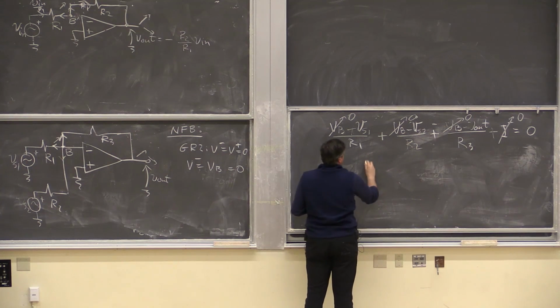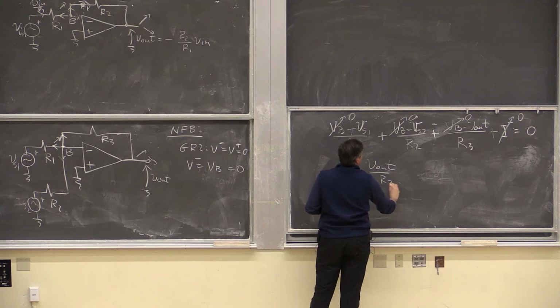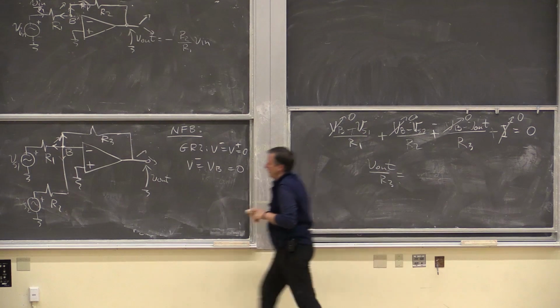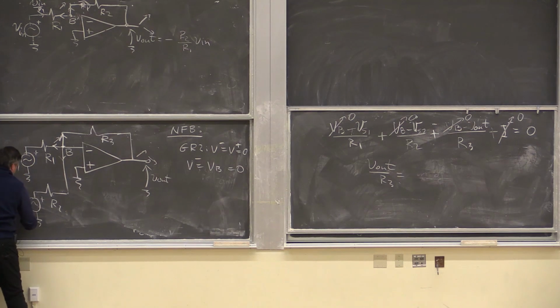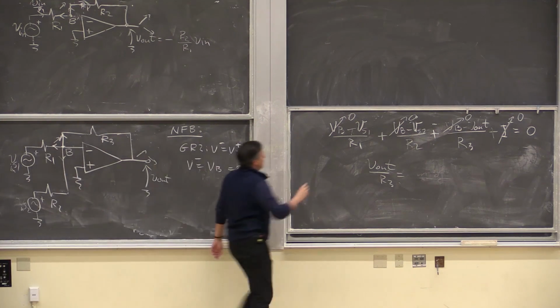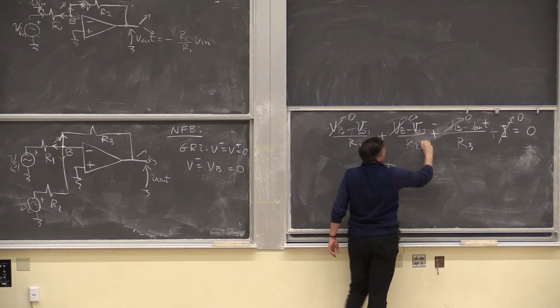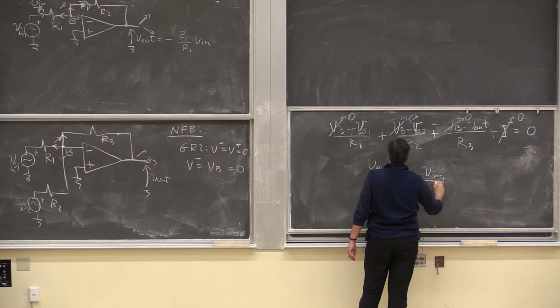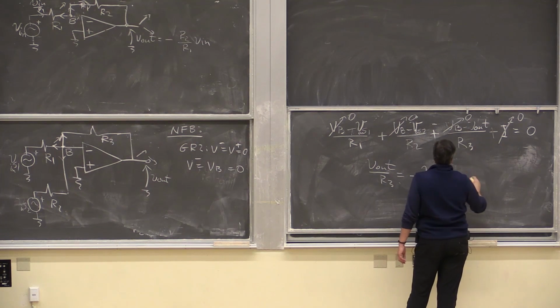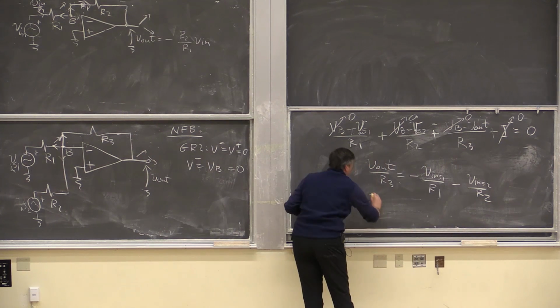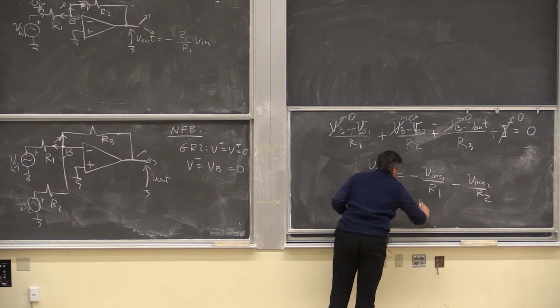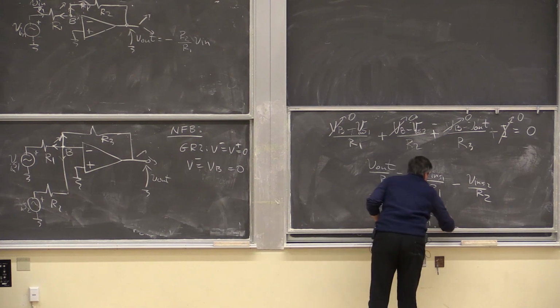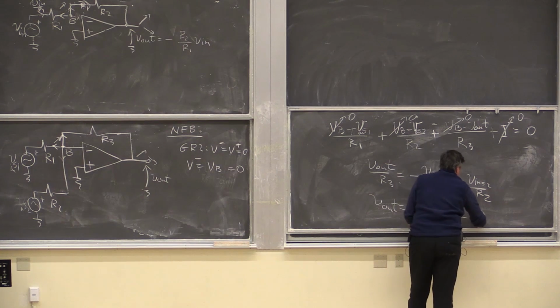And we get that V out over R3 equals, I'm going to label this in S1 and in S2, so like input signal. It's not a supply. Equals minus V in S1 over R1 minus V in S2 over R2. If I multiply everything by R3, I get that V out equals minus R3 over R1 V in S1 minus R3 over R2 V in S2.